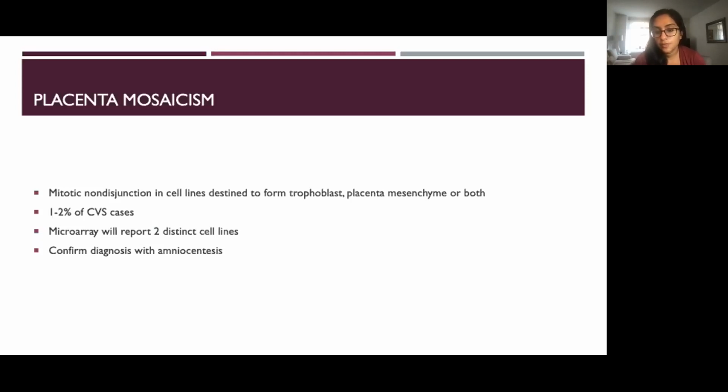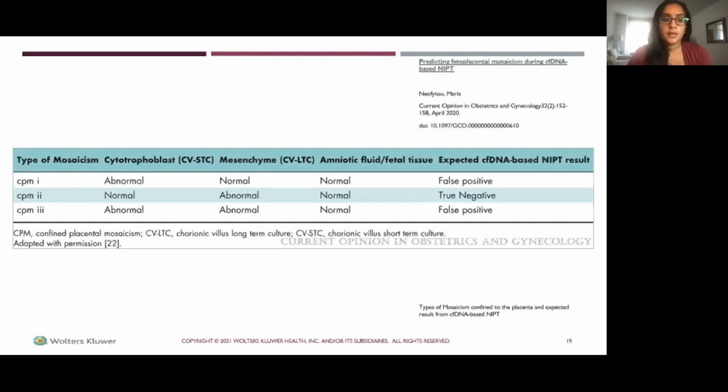It's important to note that confined placental mosaicism has been associated with impaired placental function and is associated with growth restriction, which we'll talk about in a couple more slides. There are different types of mosaicism.